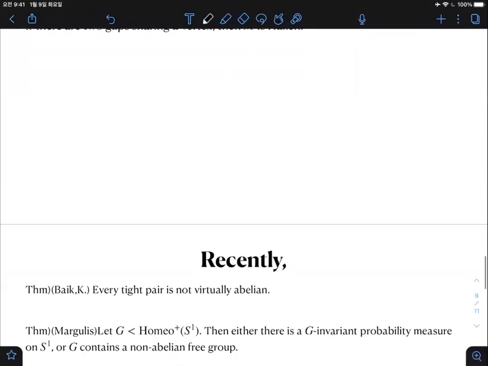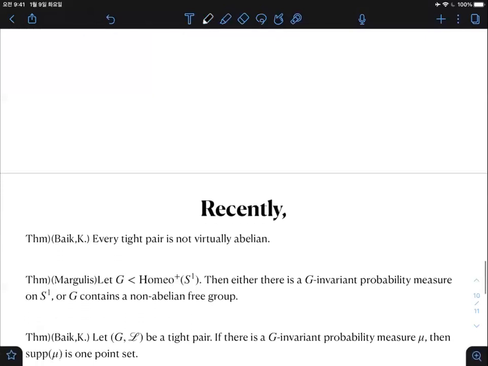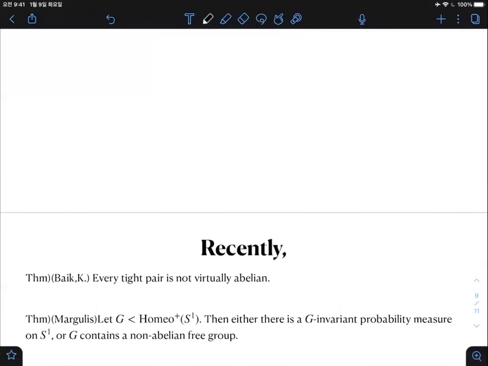Fortunately, Margulis proved the following. When G is a subgroup of Homeo plus S1, then either there is a G-invariant probability measure on S1 or G contains a non-abelian free group. So by using this theorem, we could show every type pair satisfying some special condition has a non-abelian free group.